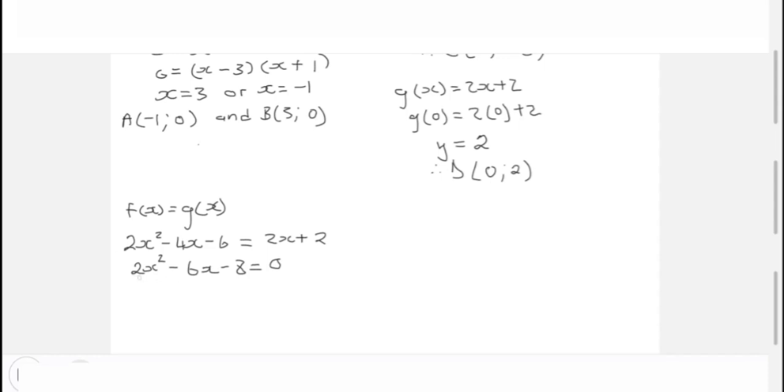Okay, now we're going to go ahead and, you see, it's happening again. 2 is divisible into 6 and 8. We're just going to divide the whole equation by 2, and then from here we're just going to have x squared minus, okay, I almost made a mistake over there, 3x minus 4 equals 0.